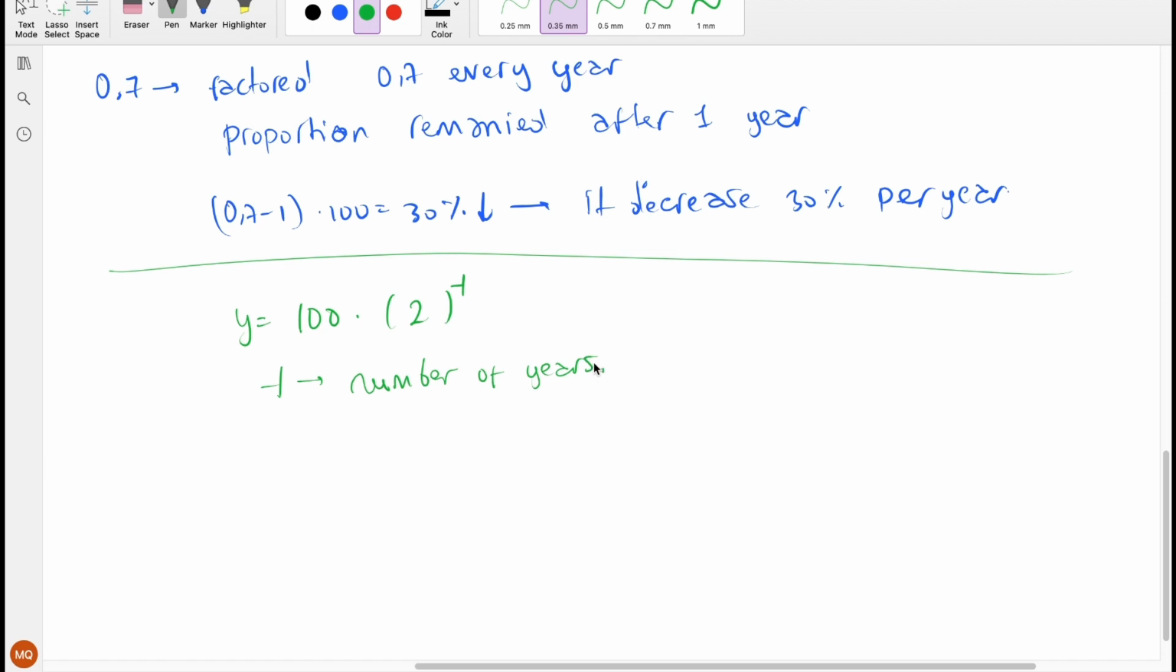Okay, let's look at the difference between this model and this one. Y is equal to 100 multiplied by 2 with exponent 2t. It means that, let's write it like this. Okay, here after 1 year it will become 200.